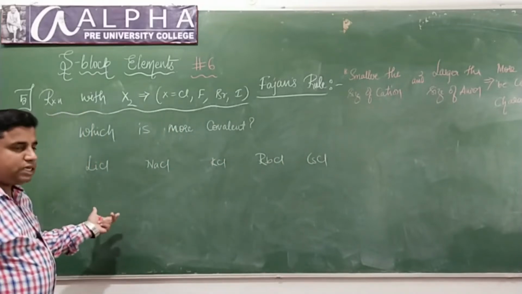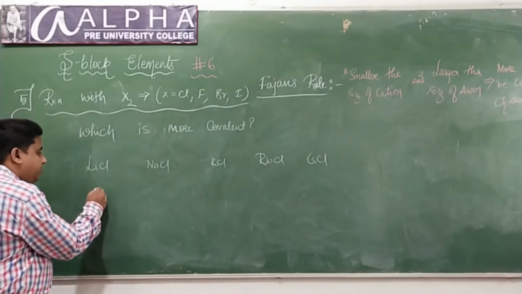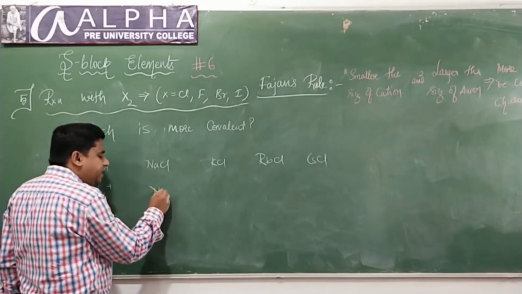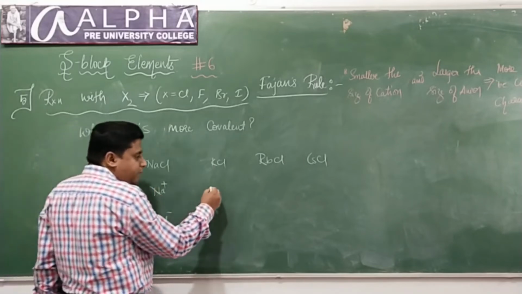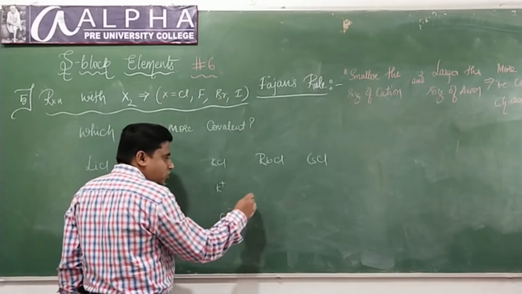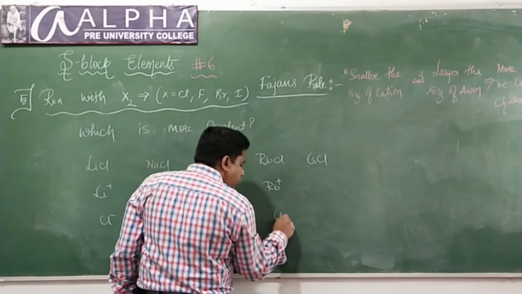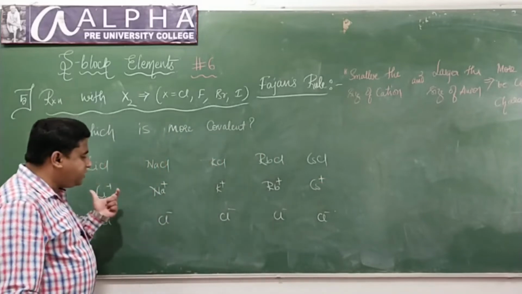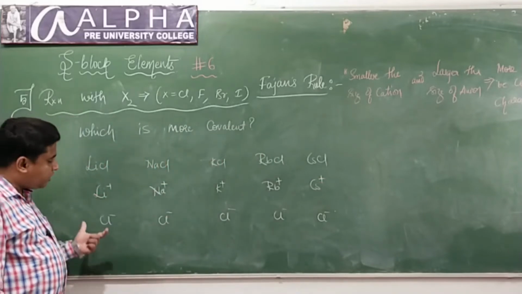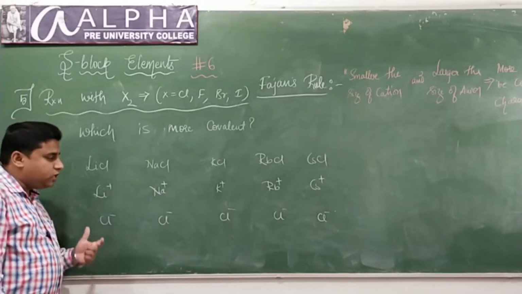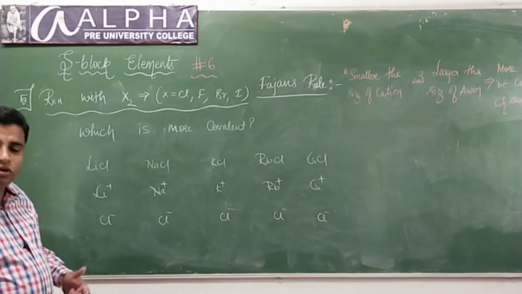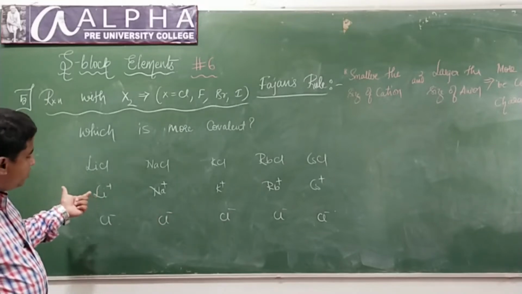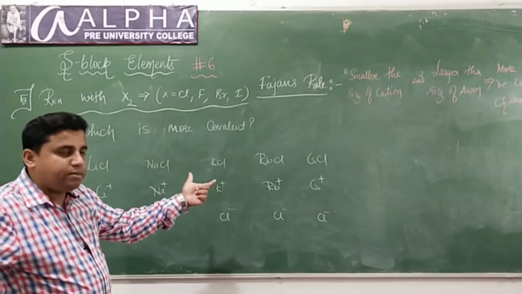Which are the cations and which are the anions in these chlorides? We have lithium as the cation and chloride as the anion, sodium as the cation, chloride as the anion, potassium, rubidium, and cesium as cations, chloride as anion. So in all these cases, the anion is the same, chloride. So we cannot judge the covalent character on the basis of chloride, because the anion is the same in all cases. But we have different cations: lithium ion, sodium ion, potassium ion, rubidium ion, cesium ion.